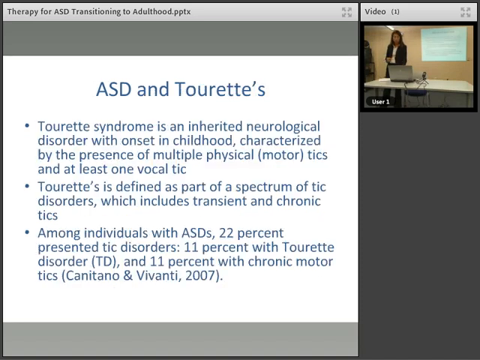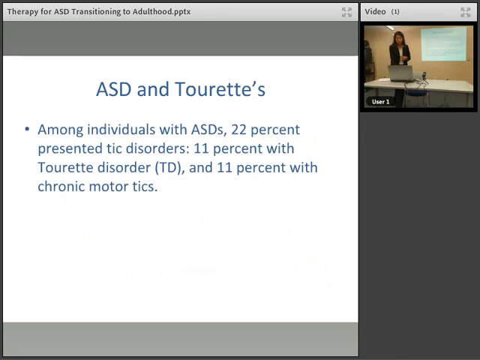And finally, Tourette syndrome is an inherited neurological condition that begins in childhood and is characterized by both motor tics and vocal tics. It is considered a spectrum in the sense that the tic disorders might be more transient at a given time, versus more chronic or persisting for a long period of time. And with individuals who have an autism spectrum disorder, 22% also presented tic disorders, so either the actual Tourette syndrome or another motor tic condition.